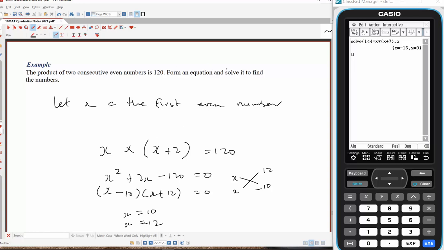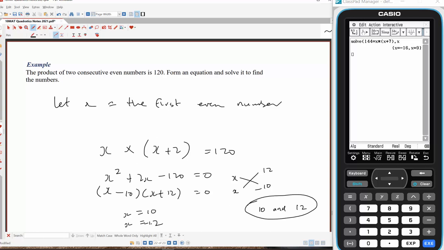Alright, so what are our answers here? Form an equation and solve it to find the numbers. Okay, so a possible one is 10 and 12. So x is the first even number. The second even number is x plus 2, so that's 10 and 12. So that's one possible configuration.